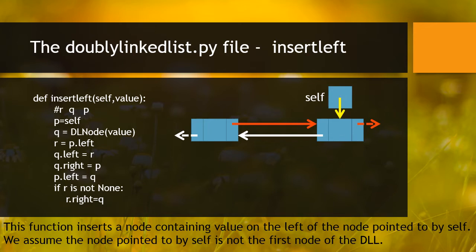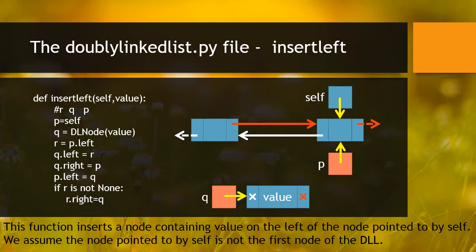This time we arrange PQR in such a way that R is on the left, Q is in the middle, P is on the right. P points to self, Q points to a new node containing value, R points to the left of P. So here is R.